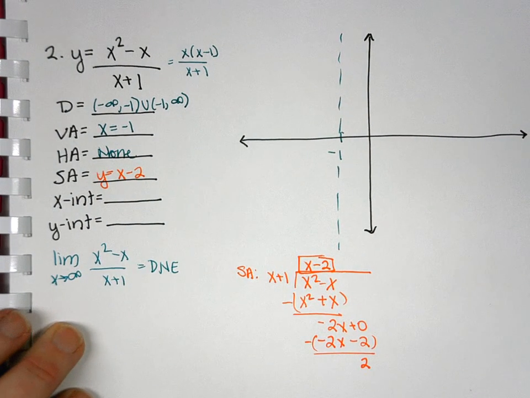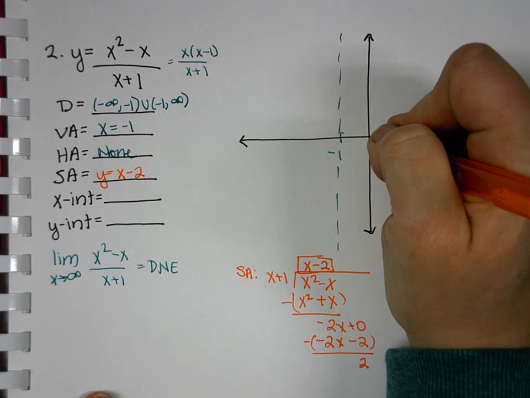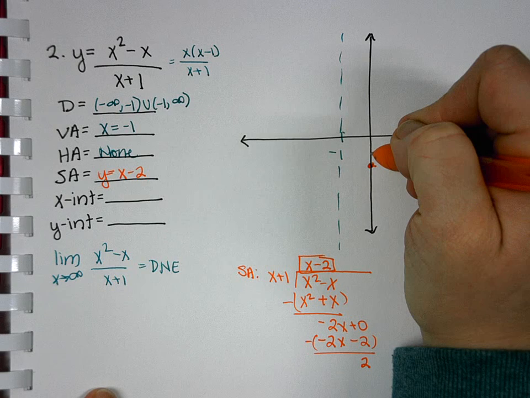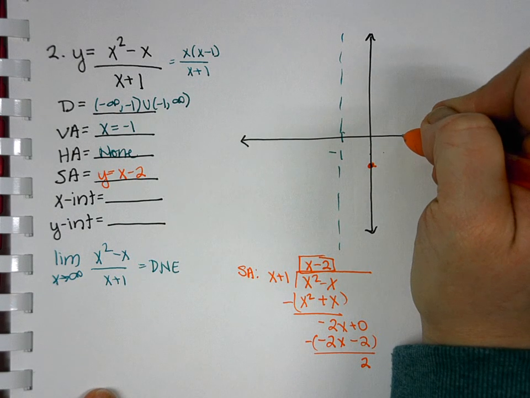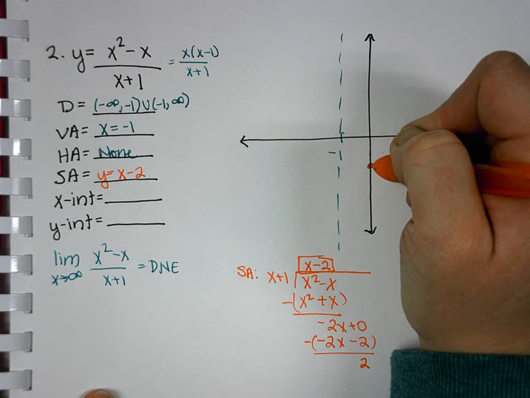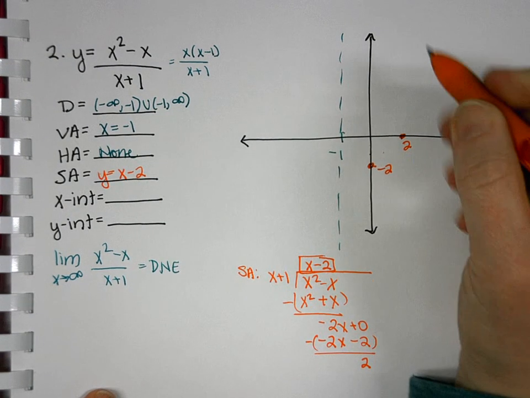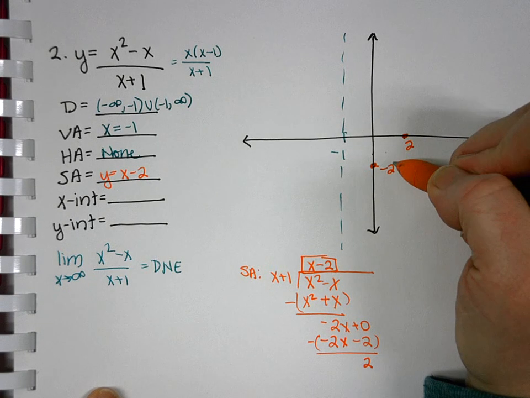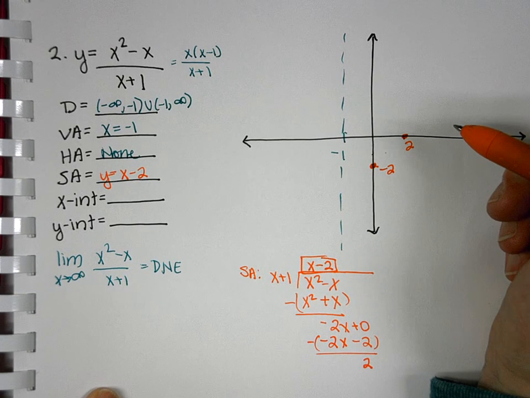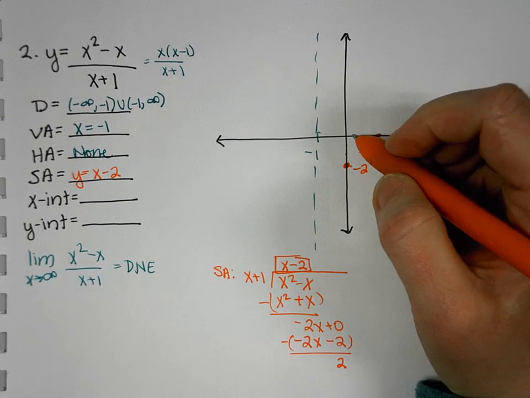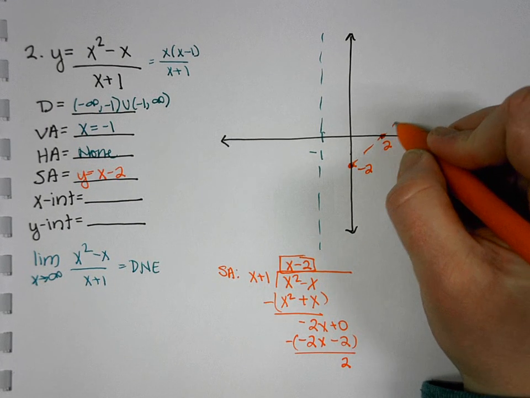So we have to graph this line, so down 2, and then our slope is 1, so up 1 over 1, up 1 over 1. That would put us at 2. So here we'll have our slant asymptote.